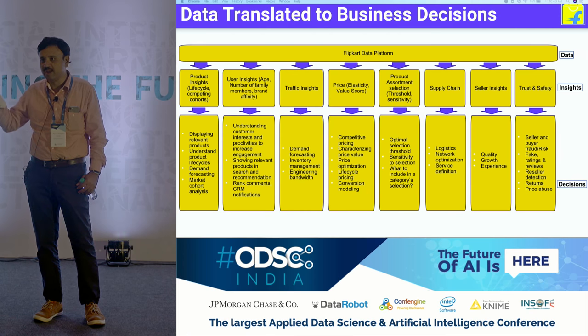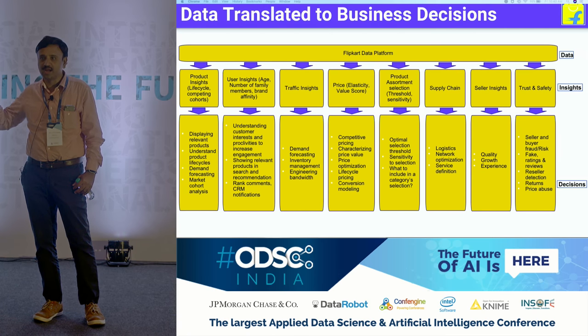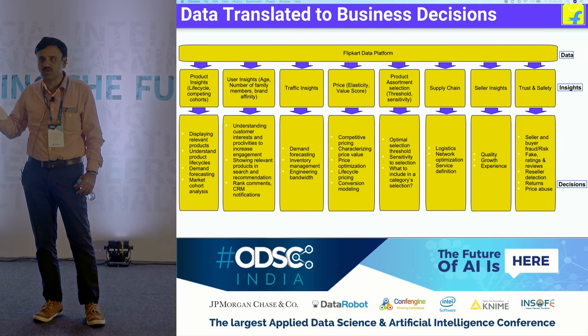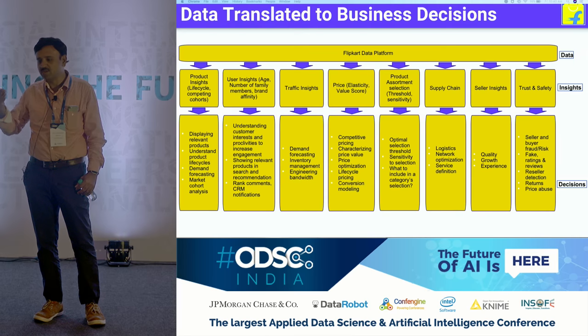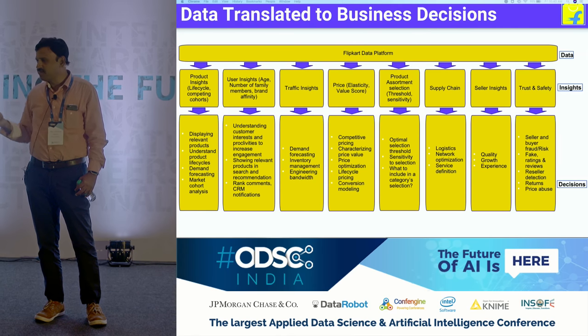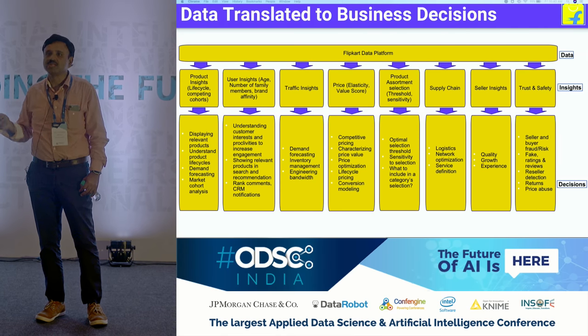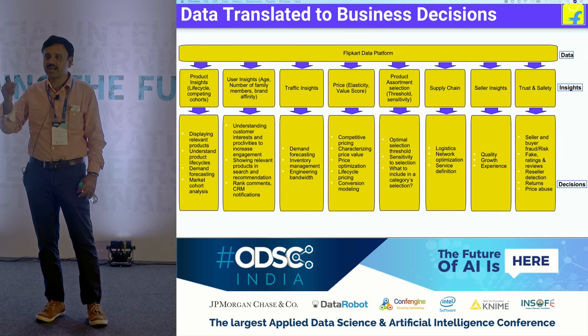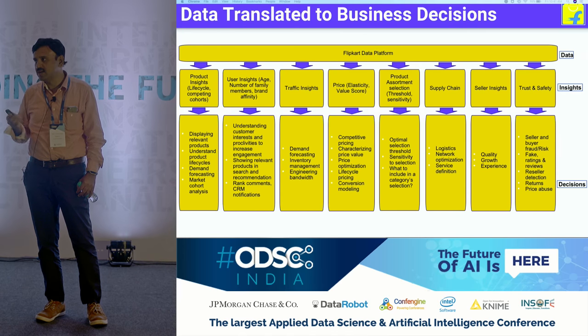It can be used by other products, it can be used by humans, like business category leaders to make decisions and so on and so forth, right? Similarly, there are user insights, which can again be consumed by multiple different systems: traffic insights, pricing, supply chain insights, seller insights, and that's that. What you see at the bottom gives a very small sample of some of the use cases that have been built and that are getting consumed by various systems in Flipkart.